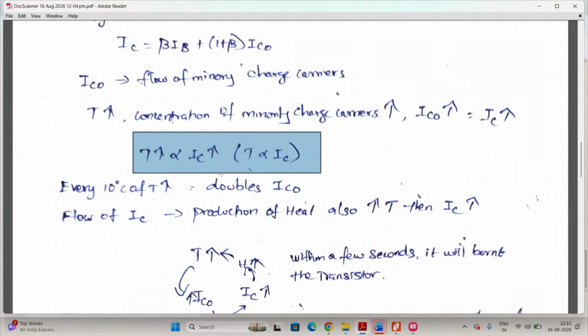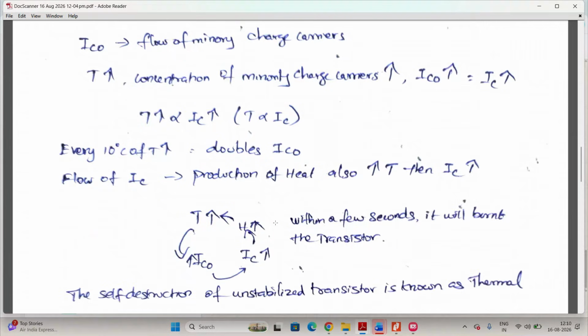If you see, it looks like a cycle. When the normal temperature increases, that will increase your collector leakage current, and because of this increase, the collector current is also increasing. The flow of current increasing again and again means the heat is also dissipating more. Then again, because of the heat, the temperature increases again. If this cycle goes on again and again, definitely within maybe a few seconds, because the small transistor has very little withstand capability, it will burn the transistor. This is said to be thermal runaway.